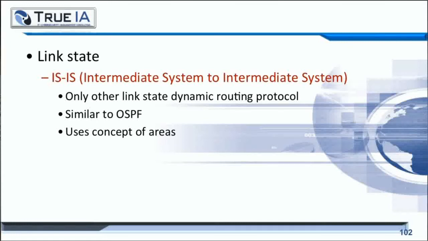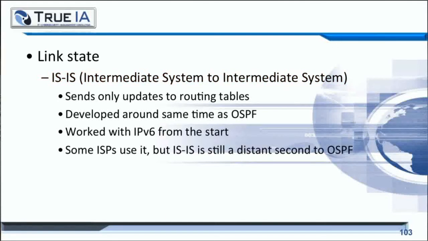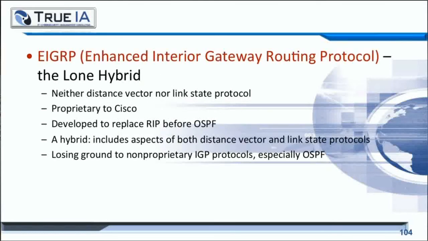Next, we'll discuss ISIS, or Intermediate System to Intermediate System. It's the only other link state dynamic routing protocol. It operates similar to OSPF, and it uses the same concept of areas. With ISIS, it sends only updates to routing tables. It was developed around the same time as OSPF. However, it does work and has worked with IP version 6 from the start. Some ISPs use it, but ISIS is still primarily used as a distant second to OSPF.